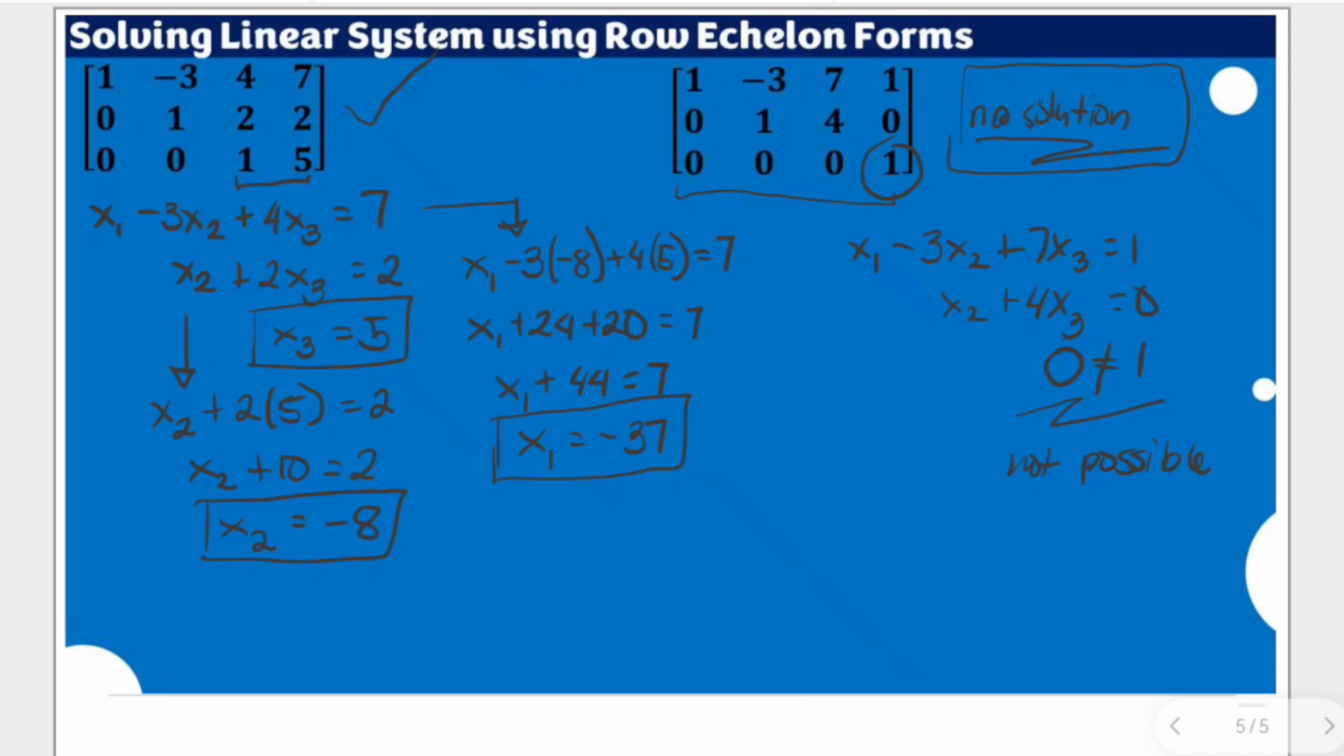So this is how we solve linear systems using already provided row echelon forms. We just need to come up with the direct relationships of the variables to their exact results. There are also some instances where we will be using arbitrary forms of the variables, and that will be for the next video.